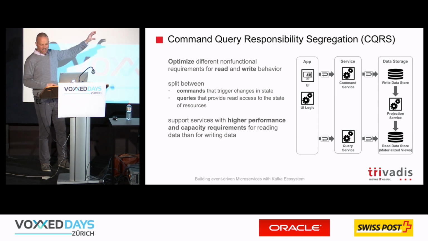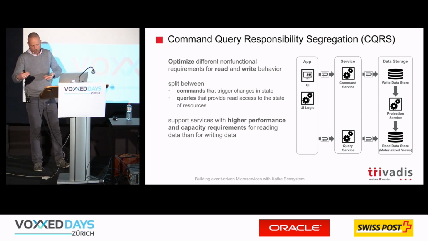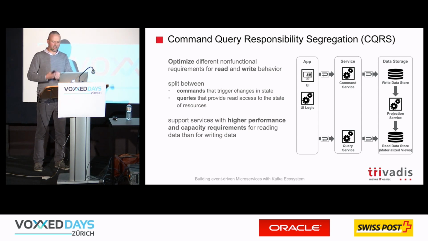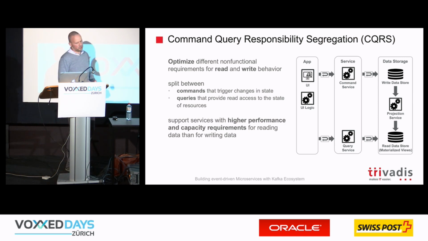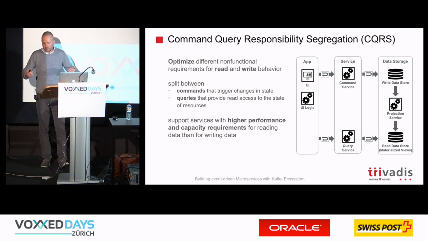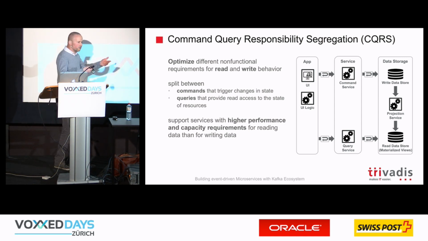So now you store it in a write data store, and then you produce materialized views on the bottom by a projection service, and these materialized views are now optimized for read. You could use a different database. And then you have a query service which is used to query the data. Of course, you can say this is maybe not transactional. This is eventually consistent because it takes a while until the projection service has done its work, until it's available on the read side.